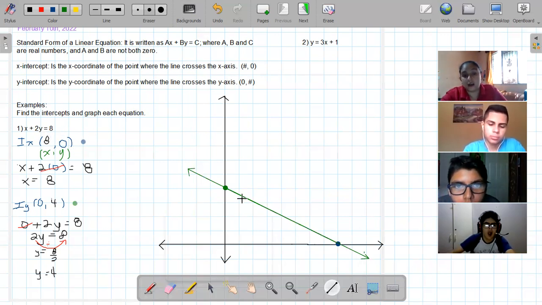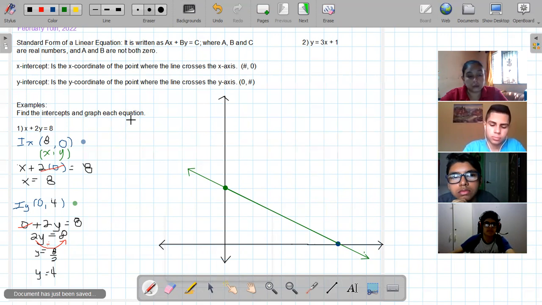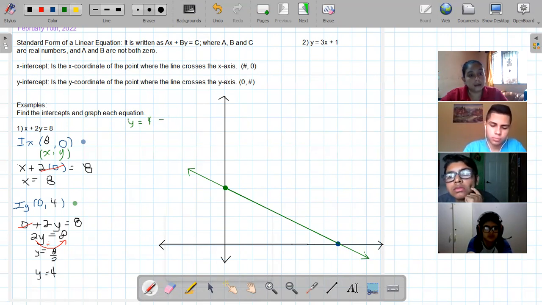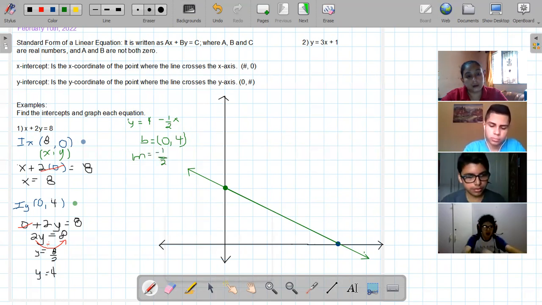If you want to prove that we're going to have exactly the same line by using the slope-intercept form, then we can do it, okay? Just for common knowledge, remember that I need to have the y completely alone and positive. So if I do that, I'm going to have y is equal to 4 minus 1/2 of x. This is the intercept. So b is 0, 4. And the slope in this case is -1/2. Okay, this goes down and this goes to the right.